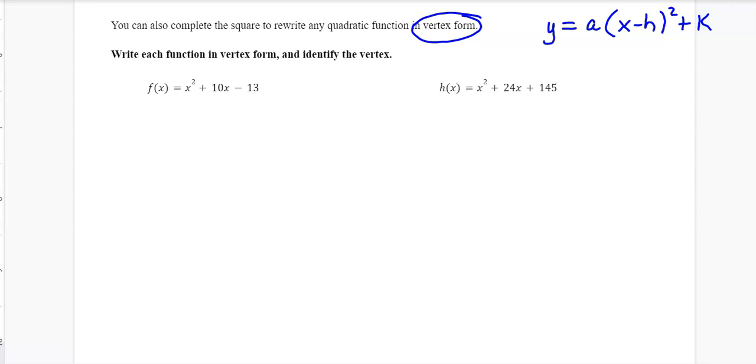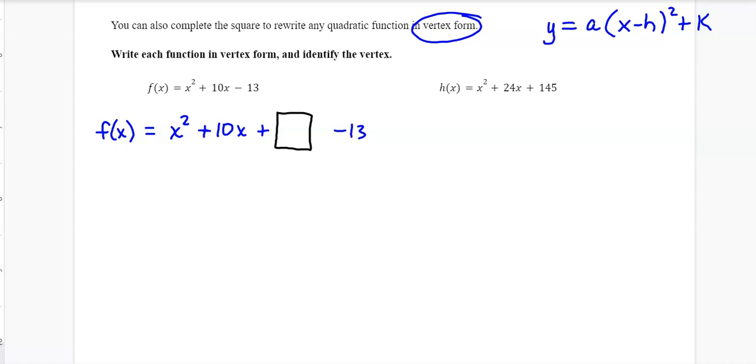So what you're going to do is set this thing up and say, okay, f of x equals x squared plus 10x, plus, and here's where you're going to have your box. And then we have a minus 13 here that we can't forget about. All right. So let's think about completing the square. So ignore your constant for a second.